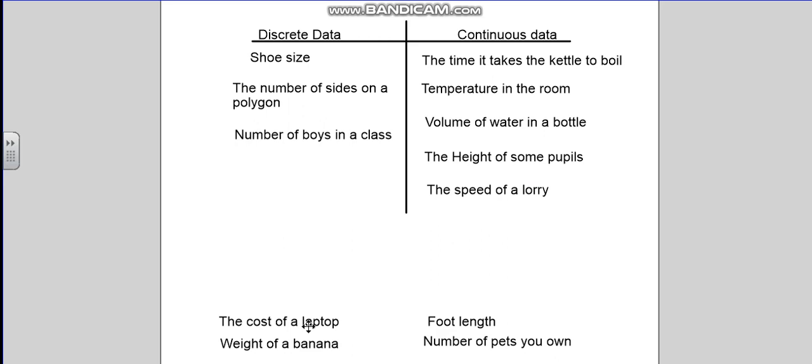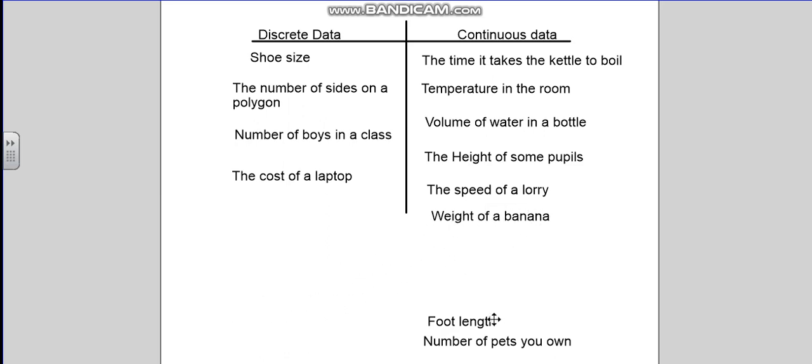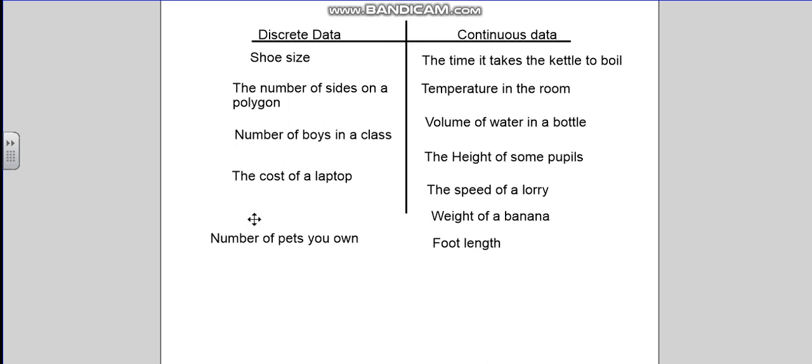The cost of a laptop, right, so cost is one of those things. If we're going to a shop, then laptops do have fixed prices to 2 decimal places, so it is going to be discrete. But there are instances when actually it can be continuous. But in this case, we're considering it in a shop at a fixed price. It can only be to 2 decimal places, so that's discrete. Weight of banana is continuous because that's a measurement. Foot length, that's a measurement. And the number of pets you own, that's discrete.